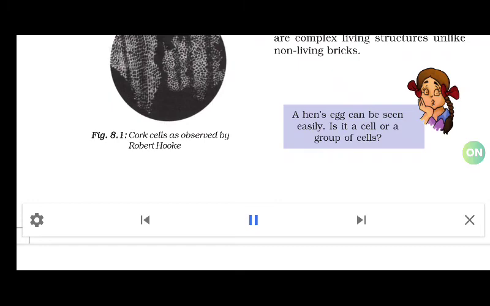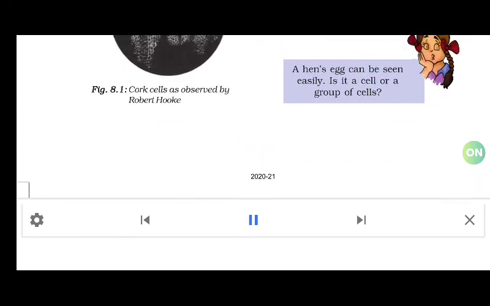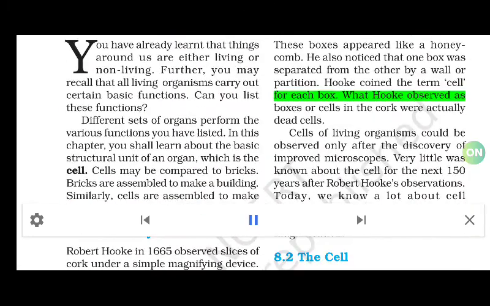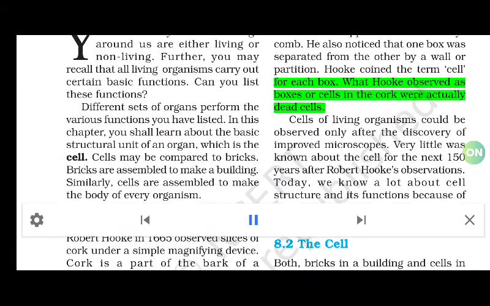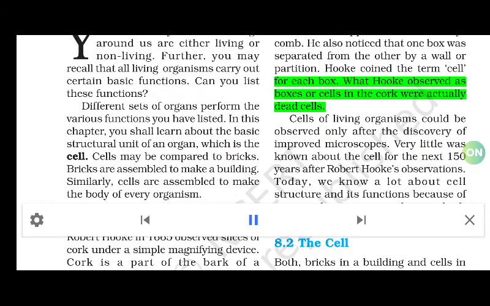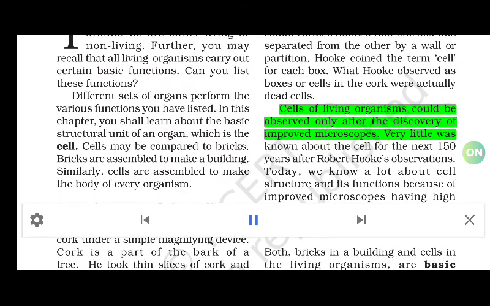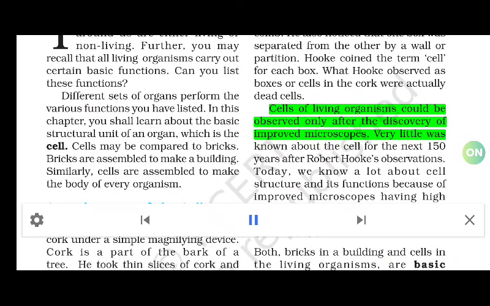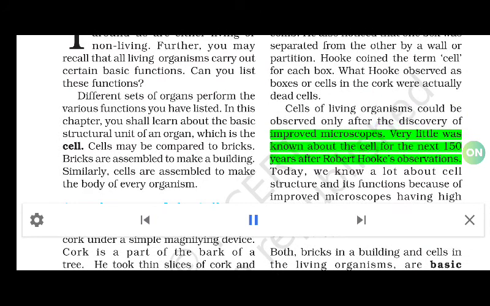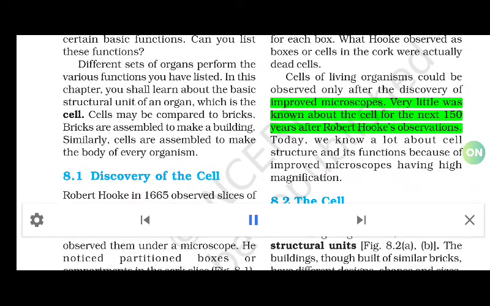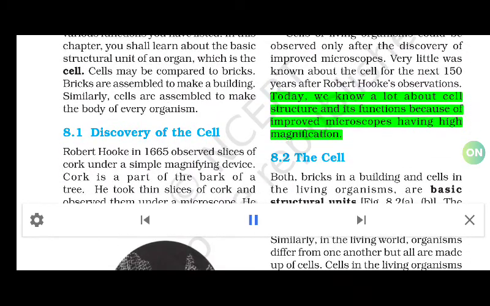He also noticed that one box was separated from the other by a wall or partition. Hooke coined the term cell for each box. What Hooke observed as boxes or cells in the cork were actually dead cells. Cells of living organisms could be observed only after the discovery of improved microscopes. Very little was known about the cell for the next 150 years after Robert Hooke's observations. Today, we know a lot about cell structure and its functions because of improved microscopes having high magnification.